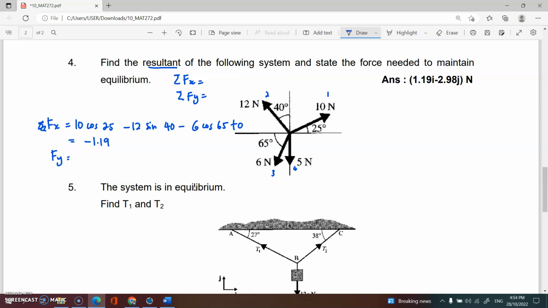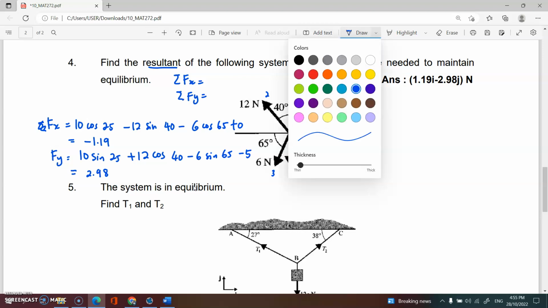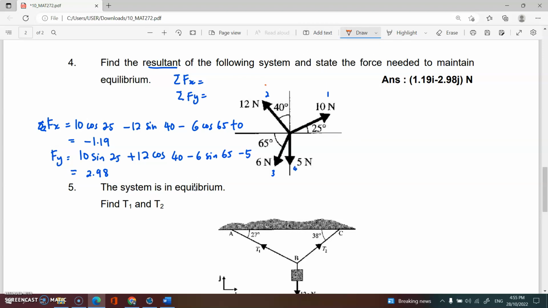So Fy we have 10 sine 25 plus 12 cosine 40 minus 6 sine 65 minus 5. So I get 2.98. Okay, now let's try to draw. Let's say that there is an additional question, draw or sketch the resultant vector.